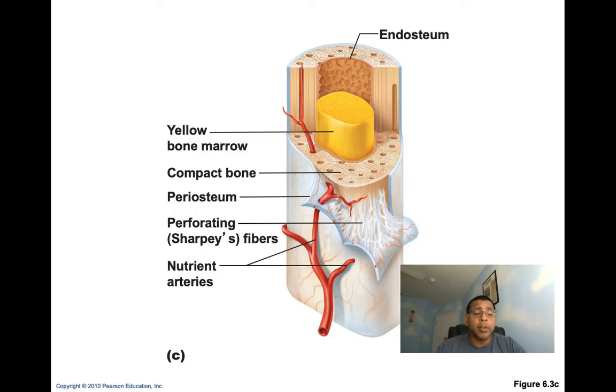Also appreciated here are nutrient foramina. The nutrient foramina you can see here are tiny openings in the periosteum, and what they do is they supply nerve fibers, blood vessels, and lymphatic vessels, as we see here, to the diaphysis of the bone.